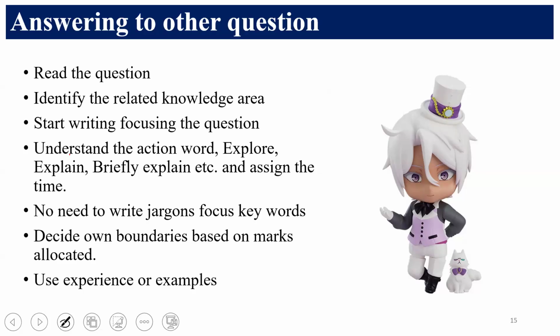You have different slots in your brain, so you can load different areas: value chain, strategy, cost management, purchasing tools, sourcing strategy, likewise. Once you identify the related knowledge area, then it is easy. And understand the action word: explore, explain, briefly explain, and assign the time accordingly.